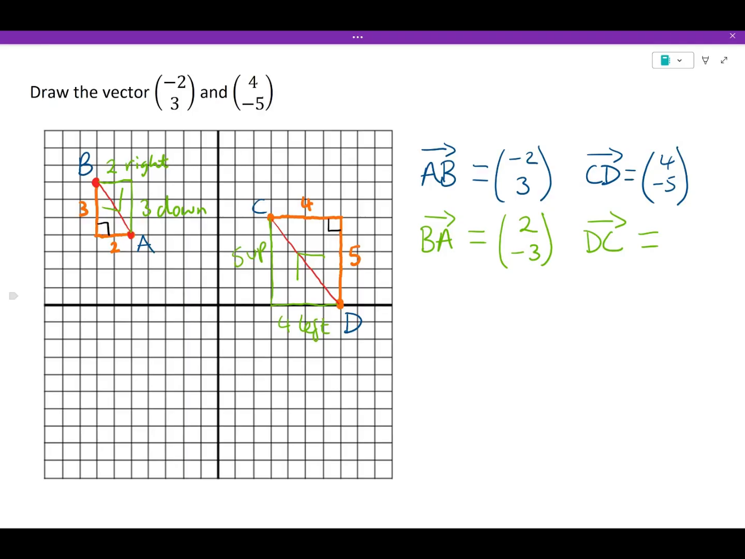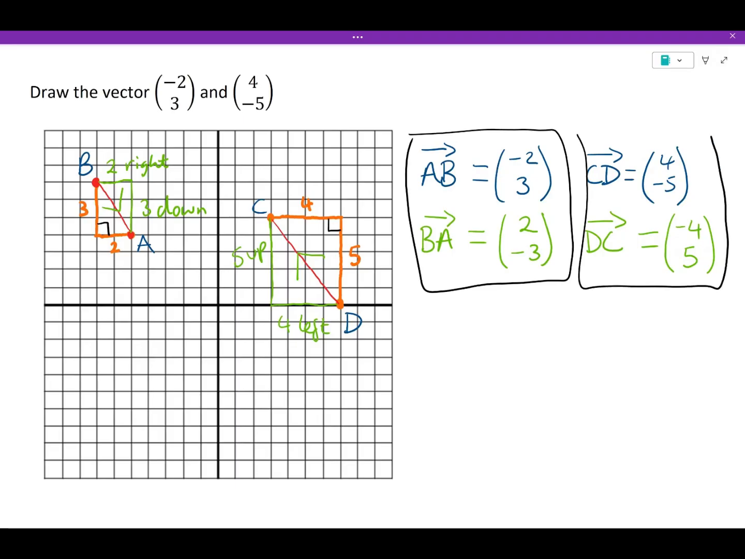So in terms of a vector, if I'm going 4 to the left, that's negative 4 as my horizontal component. If I'm going 5 up, that's positive 5 as my vertical component. So I've got my return vectors there. But I want to think about what the relationship is between the pairs of vectors that I have written there. So we have this pair here and then this pair of return vectors as well. What is the relationship?